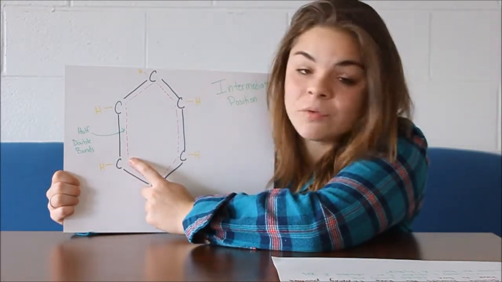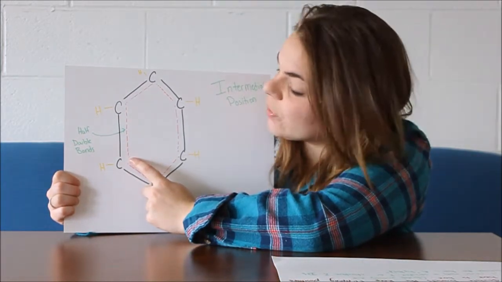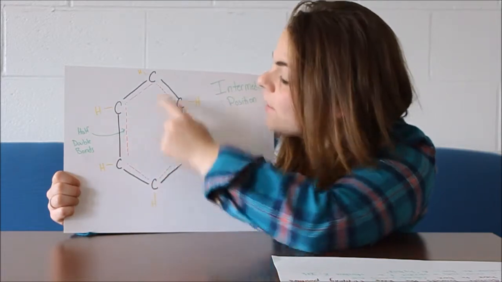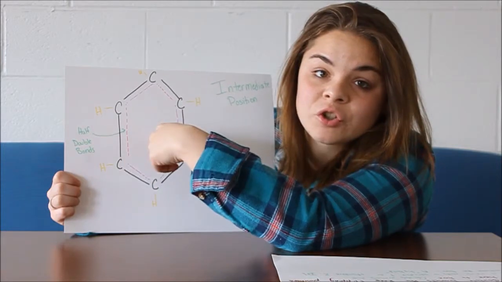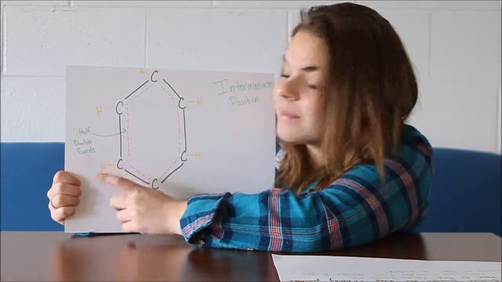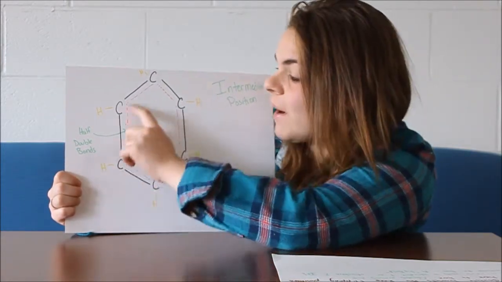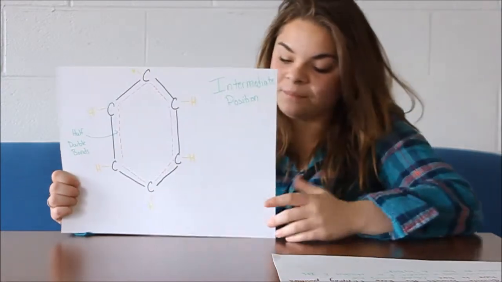These broken lines represent half double bonds. So these orange bonds are represented from structure 1 and the pink are represented from structure 2. So this shows the hybrid in between both, where there's a half double bond at each location.